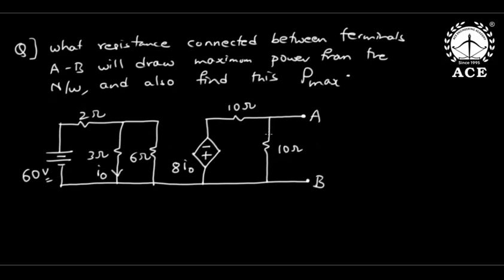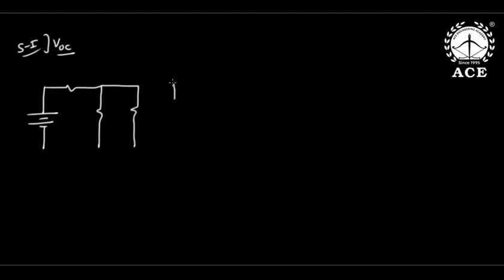But because he's also asking Pmax now, better do the original procedure, that is nothing but VOC by ISC. If the question is only resistance, do it like that: deactivate and look from the terminals, 10 in parallel to 10. But if the question includes the maximum power, I will do it in the normal way. So this is like Thevenin's category 2. Step 1, first VOC. Same problem, I will first find VOC.